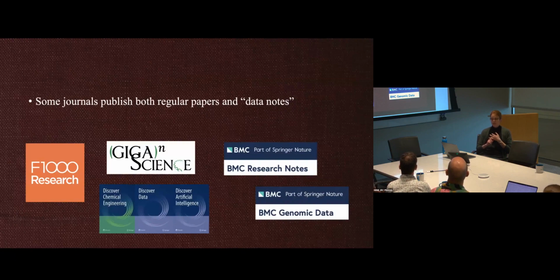GigaScience is as much a repository as it is a journal. It's kind of an outlier. A lot of the BMC journals, not just these two, also publish data notes. And then there's this new Discover series from Springer Nature that advertises that they have a really quick turnaround time.